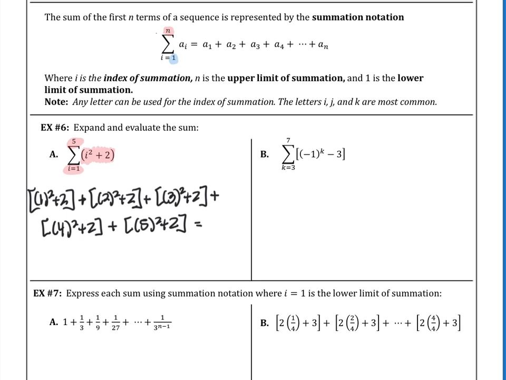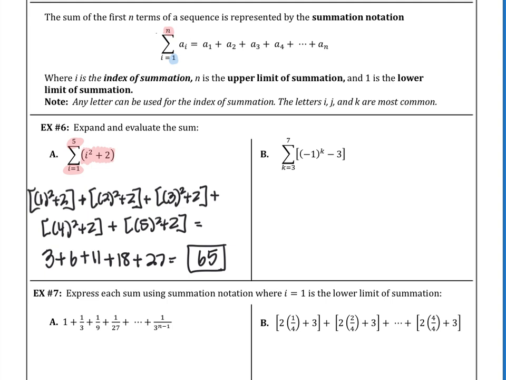Then I can add all that up. Okay, so that gives me, let's see, what is that? 3 plus 6 plus 11 plus 18 plus 27. So that's a grand total of 65.